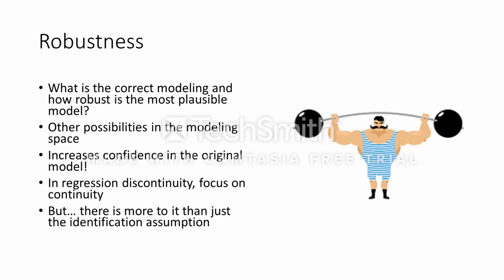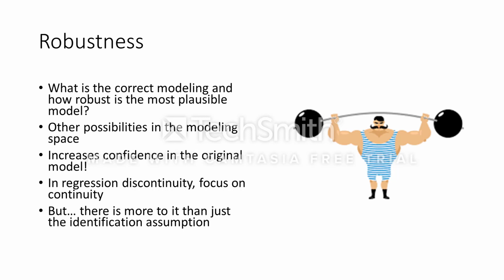Let's take a quick detour to robustness. As we previously touched upon, certain things need to be valid for the regression discontinuity estimate to really produce a treatment effect. Originally, robustness focused on things in the modeling space. What is the correct modeling and how robust is the most plausible model to other assumptions? Small differences in the measured effect using other assumptions increases our confidence in the original model.